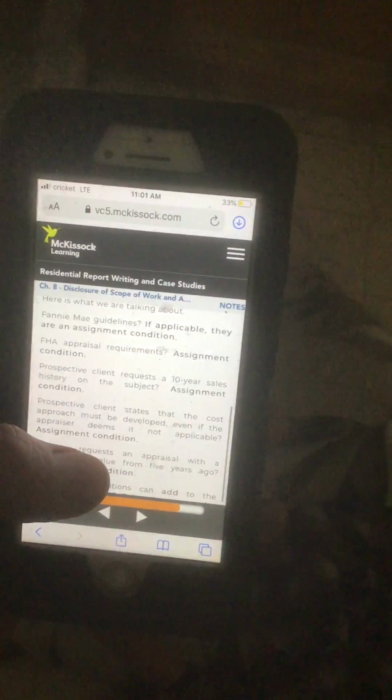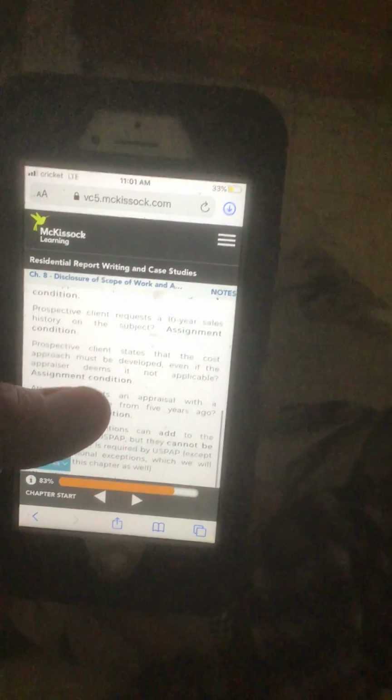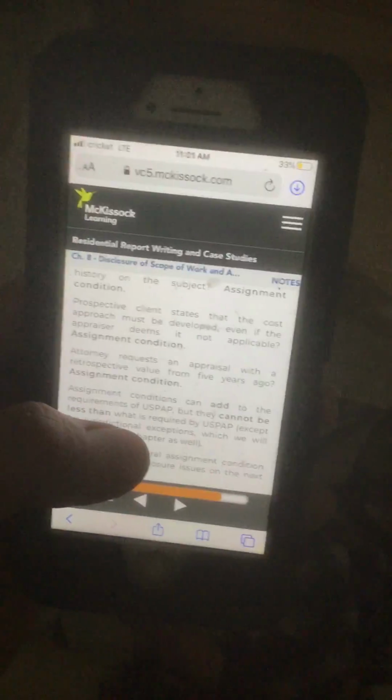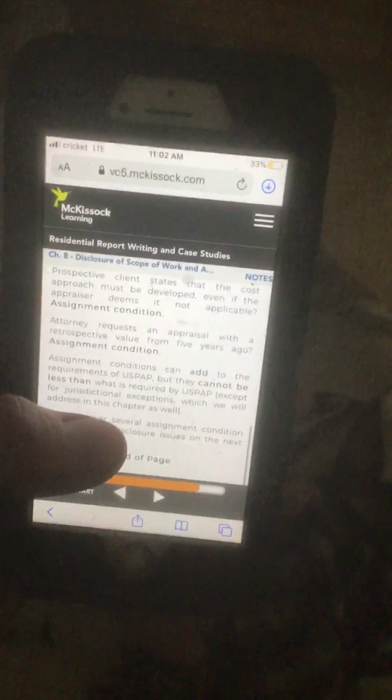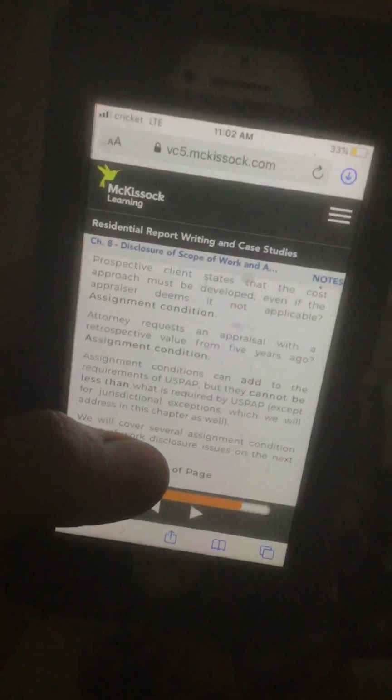Fannie Mae guidelines? In bold it says, if applicable, they are an assignment condition. FHA appraisal requirements? Assignment condition. Prospective client requests a 10-year sales history on the subject? Assignment condition. Prospective client states that the cost approach must be developed, even if the appraiser deems it not applicable? Assignment condition.